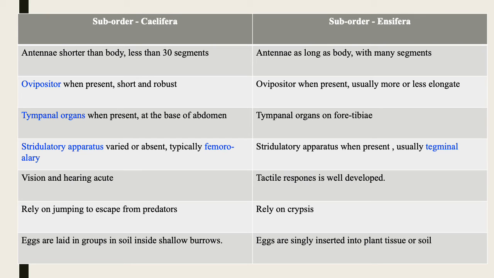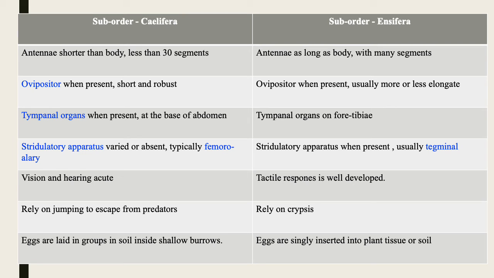Then the next difference is the stridulatory apparatus, which is found in Orthopterans. Stridulatory apparatus is meant for making sound. It is either absent or of different kinds in Coelifera. In Coelifera, if it is present, then it is a femoroalary type of stridulatory organ. In case of Ensiphera, the stridulatory organ, if present, is usually tegminal.